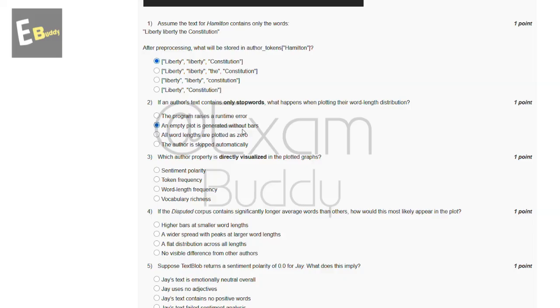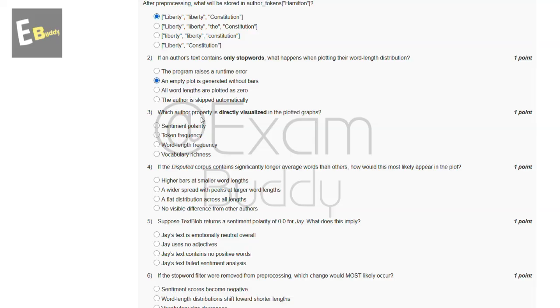And now let's go to our question number 3. Which author property is directly visualized in the plotted graphs? So these are the options, and the answer to our third question is C. Word length frequency.